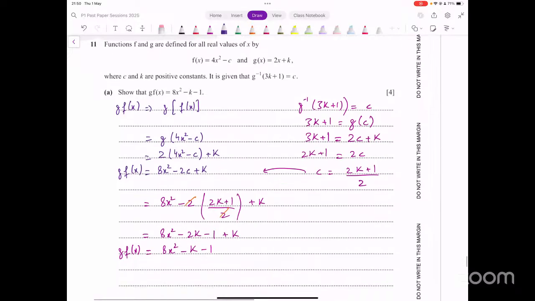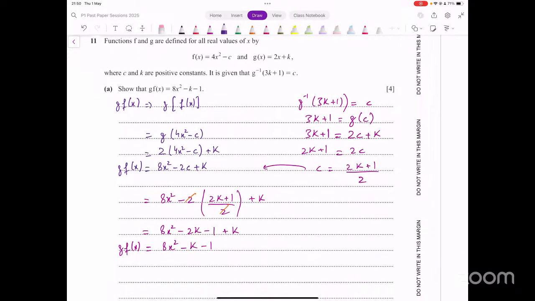Functions f and g are defined for all real values of x by this, where c and k are constants. It's given that g inverse of 3k plus 1 is equal to c. Show that g f of x is equal to this. Okay, so you just find g f of x and see what that turns out to be first. So inside the function g, you input f, and that gives you 2 into 4x squared minus c plus k.